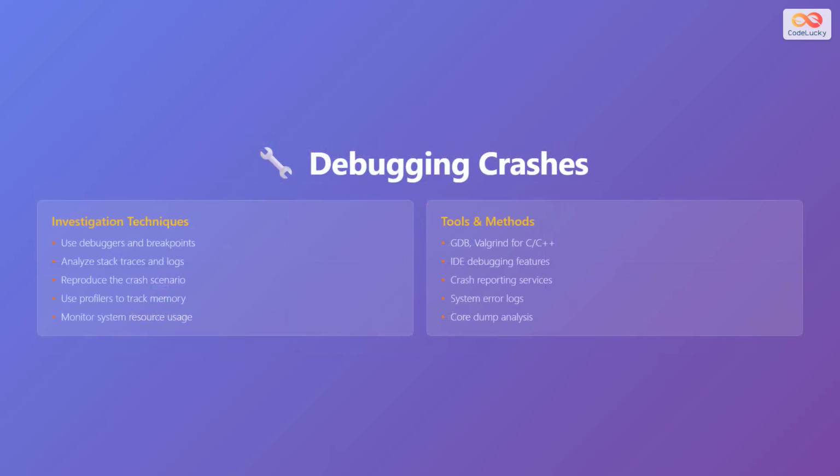When a crash happens, you need to investigate what caused it. Debuggers are tools that let you run a program step by step to see where it crashes. Stack traces show you exactly where the program was when it crashed. Logs record what the program was doing before it crashed, giving you clues about the problem. Profilers track how much memory and processing power the program uses. System resource monitoring shows you if the computer is running out of memory or disk space. Core dumps are copies of the program's memory when it crashed, helping experts analyze the problem.